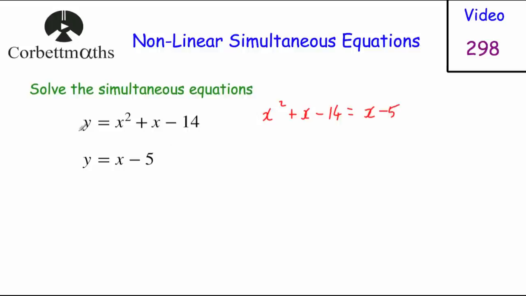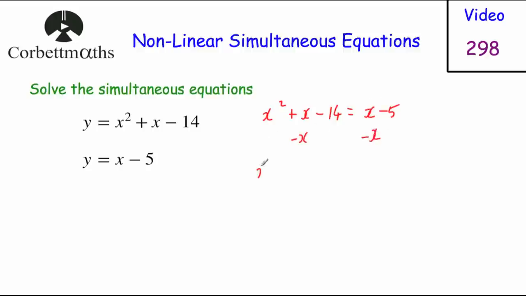So if they're both in the form y equals and y equals, you can just put them equal to each other like this. And then you can solve that and find their points of intersection or solve the simultaneous equations. So let's solve this. Whenever we're solving a quadratic, we want everything brought over to one side and zero on the other side. So let's bring everything to the left-hand side here. So we've got x squared plus x minus 14 equals x minus 5. Let's get rid of this x, so let's take away x from both sides of this equation.